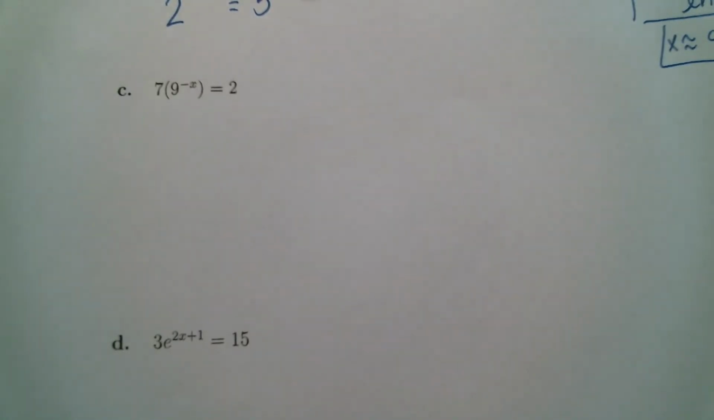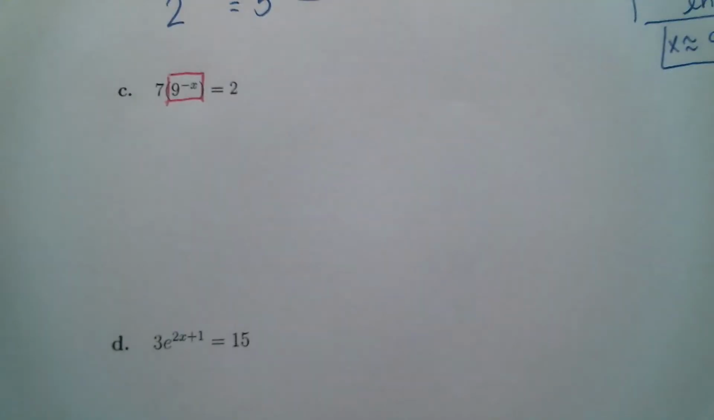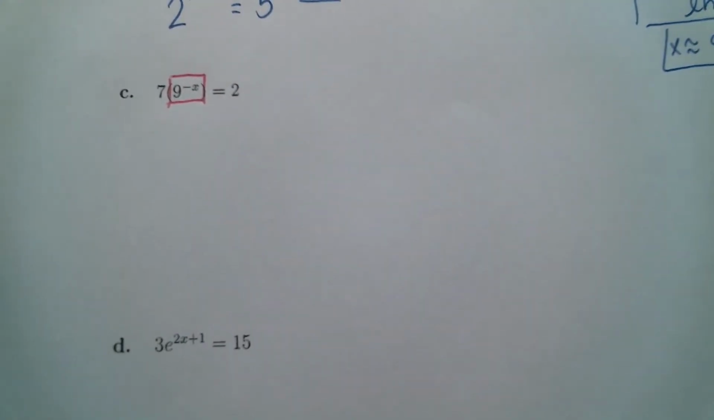What is being raised to the negative x power? Well, just the 9. The 7 is outside of the parentheses, so it is not being raised to the negative x power. So the exponential piece is what's in parentheses, this guy. We need to isolate that before we can take the logarithm.